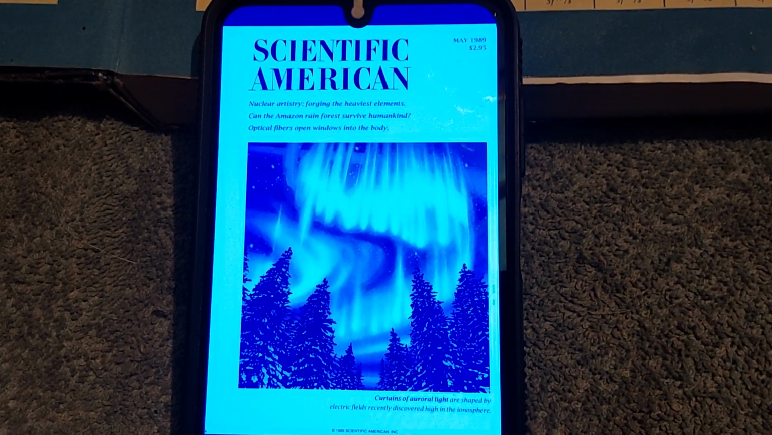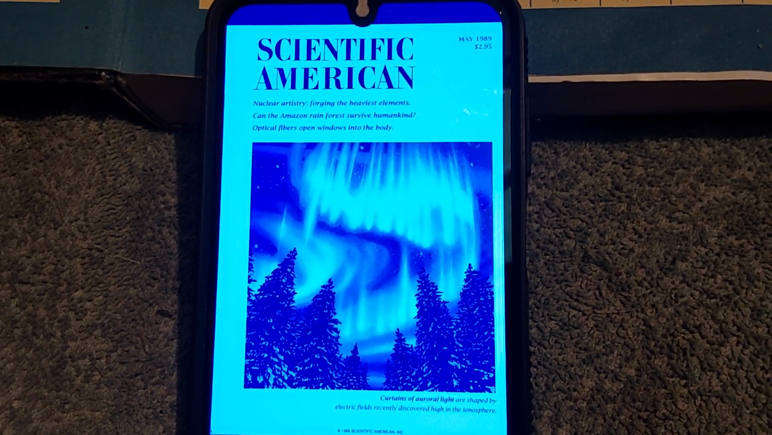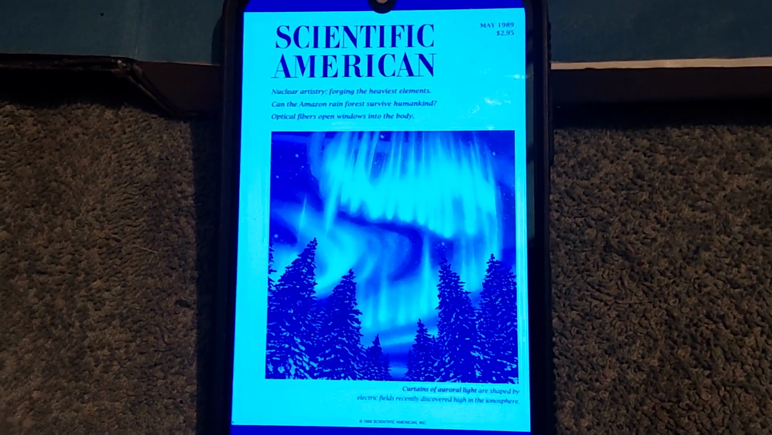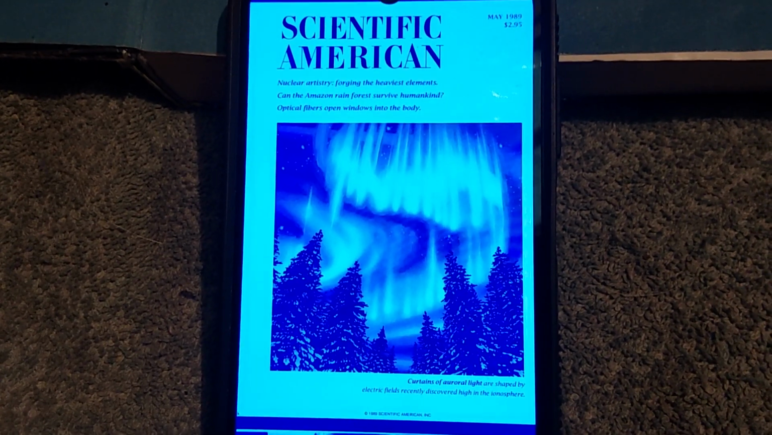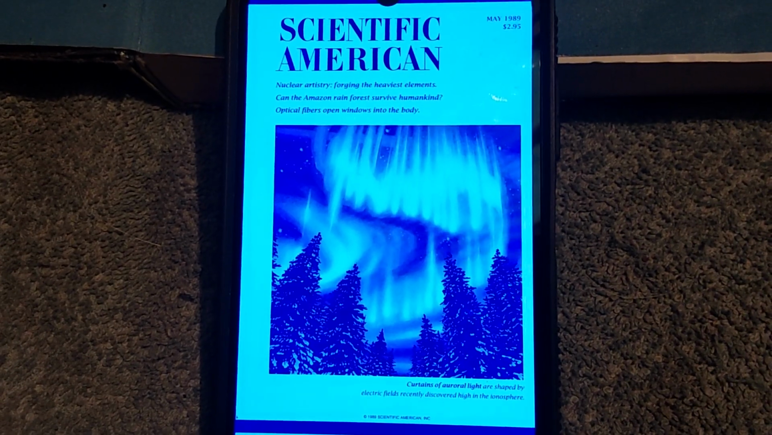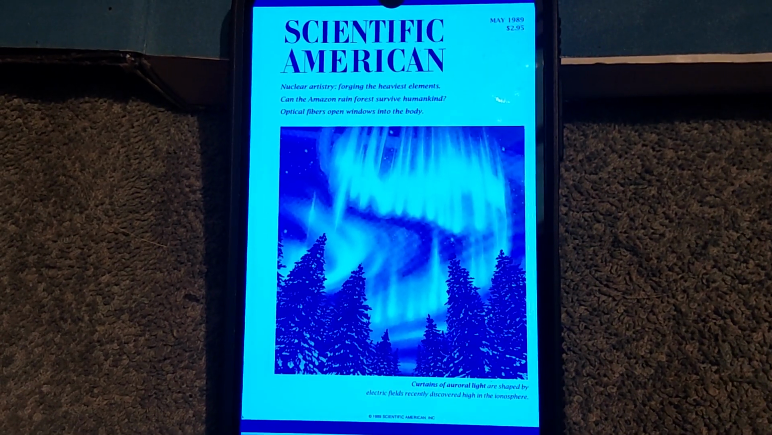Good morning, everybody. This is Professor King here, and I'd like to explain to you today how Bob Lazar predicted element 115, and it has to do with this Scientific American article, May 1989.